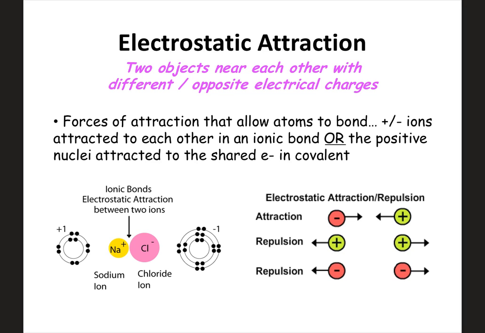If it's an ionic bond, you have the positive and the negative coming together and attracting each other. That's forming the bond. Or in a covalent bond, you have the positive nuclei being attracted to the shared electrons. The key is if you ever see electrostatic attraction, just understand that there's some form of opposite charges holding two things together.